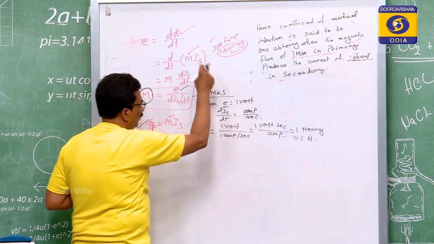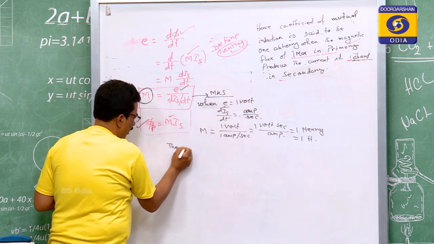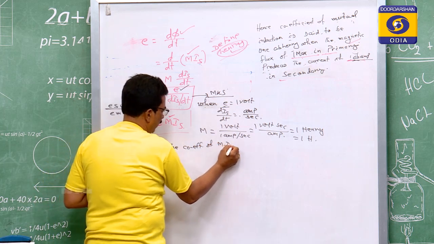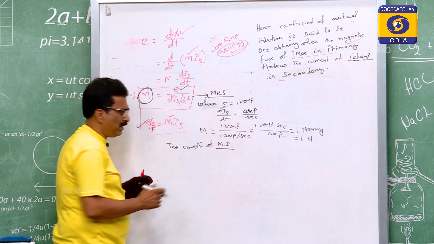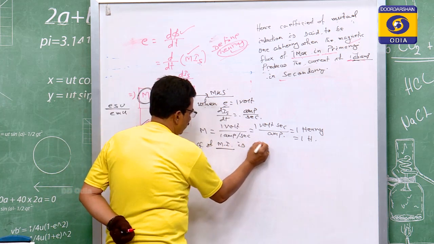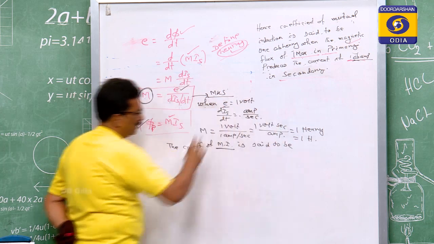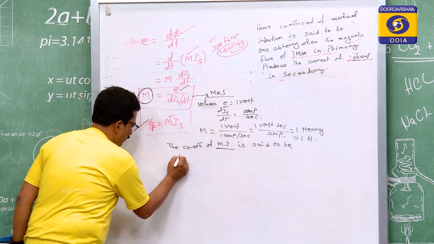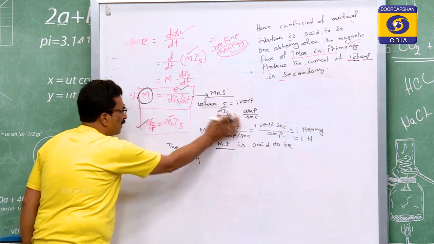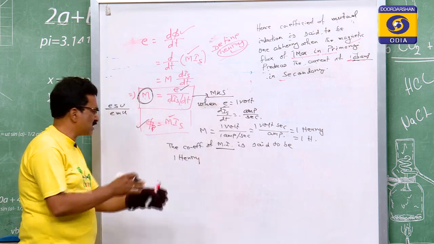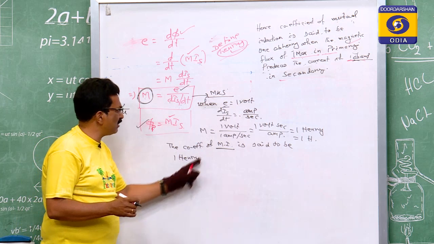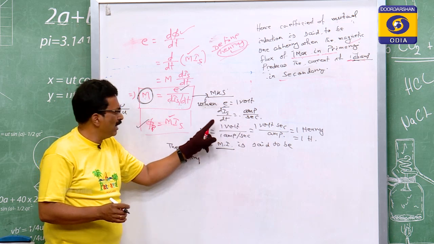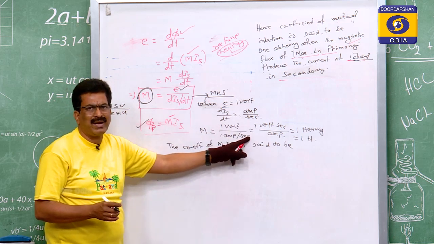So, how will the definition be here? The coefficient of mutual induction, M, that is mutual induction, is said to be... So, what is the unit of mutual induction? 1 Henry. Only remember the formula. According to your word collection, you will write its definition. So, it is said to be 1 Henry when the potential of 1 volt produces a current of 1 ampere by second.